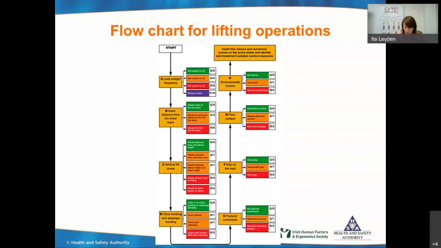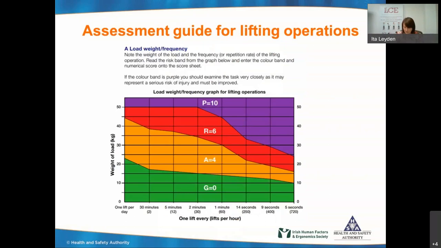And as you go through, we start and we assess the load, weight, frequency. We then assess the hand distance from the lower back. And for each risk factor, there is guidance in the document. So we're going to start by looking at what we consider when we're assessing load, weight, and frequency. And we go to our assessment guide, which for load, weight, and frequency is on page 3 of your workbooks. So on page 3 of your workbooks, you'll see this graph.